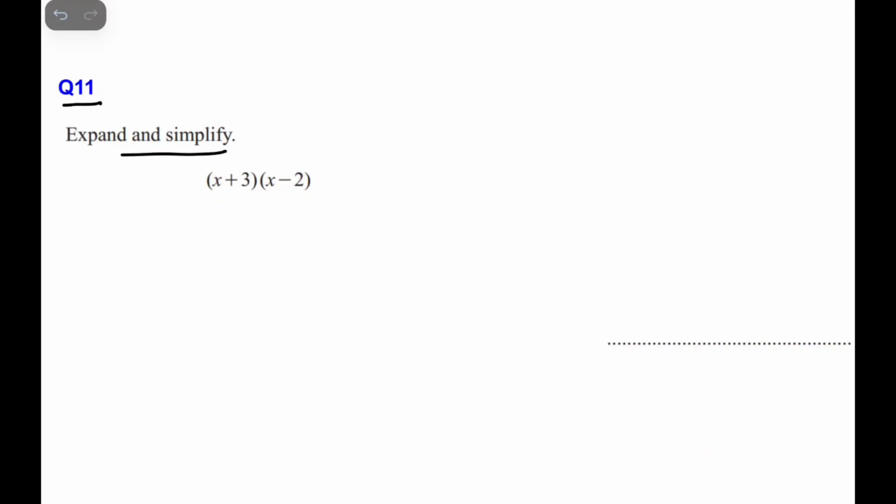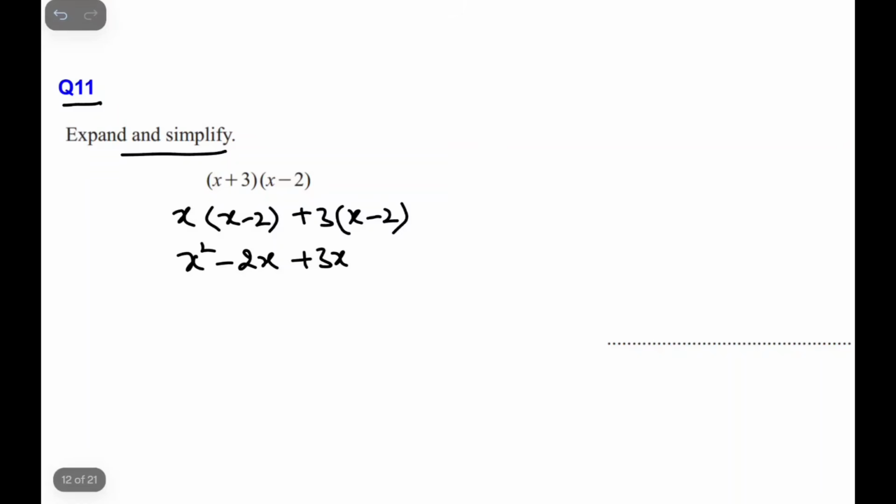Question number 11, expand and simplify. So x plus 3 times x minus 2. So x times x minus 2 plus 3 times x minus 2. This becomes x square minus 2x plus 3x minus 6. So x square minus 2x plus 3x will be plus x minus 6.